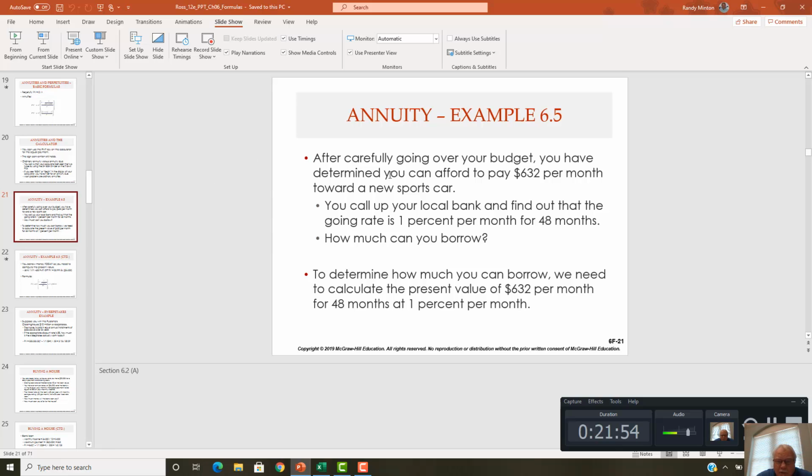All right, so after carefully going over your budget, you have determined you can afford to pay $632 per month toward a new sports car. You call up your local bank and find out the going rate is 1% per month for 48 months. How much can you borrow? Determine how much you can borrow. We need to calculate the present value of $632 a month at 48 months at 1% per month.